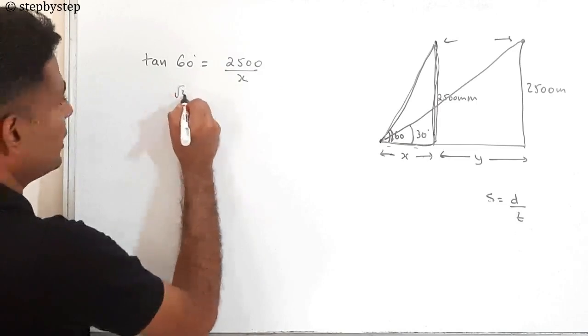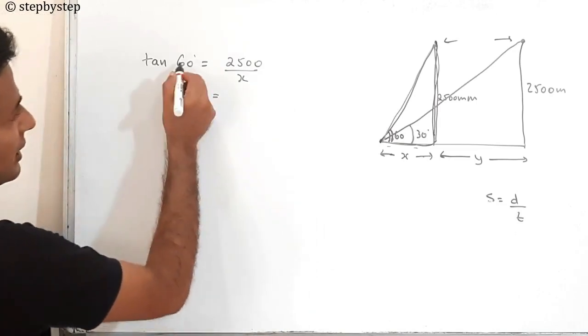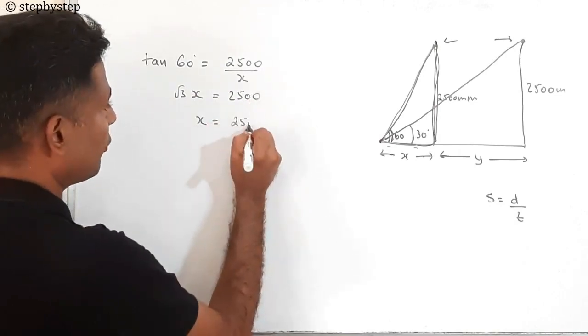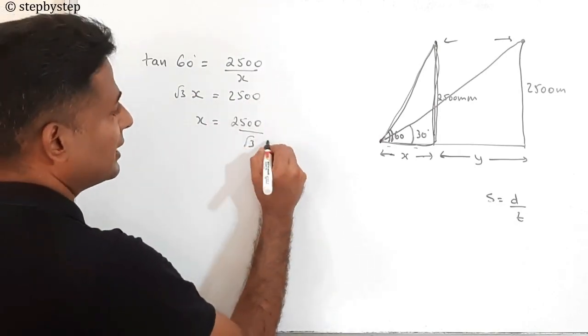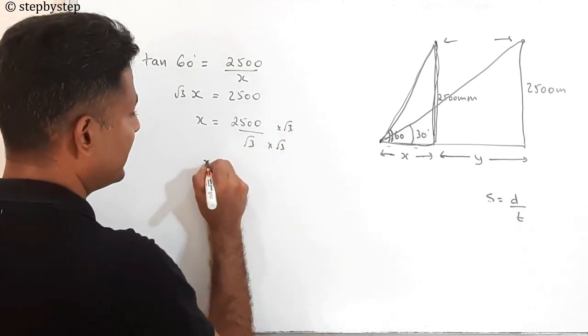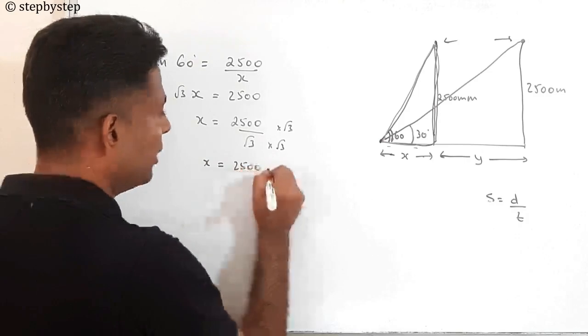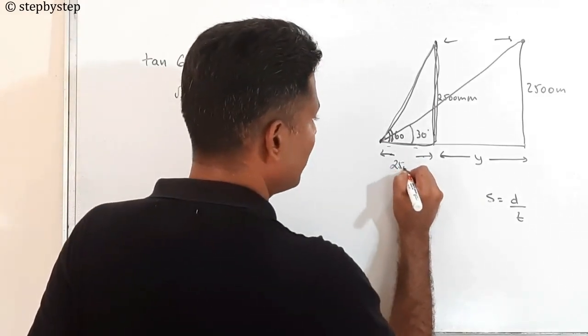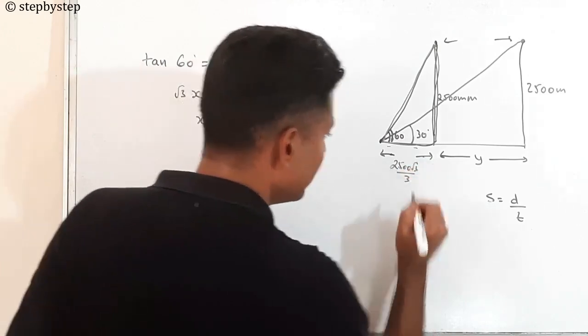So tan 60 is root 3. So x into root 3 equal to 2500. So x equal to 2500 by root 3. Rationalizing, multiplying by root 3 into root 3, we get x equal to 2500 root 3 by 3. So we got this distance as 2500 root 3 by 3.